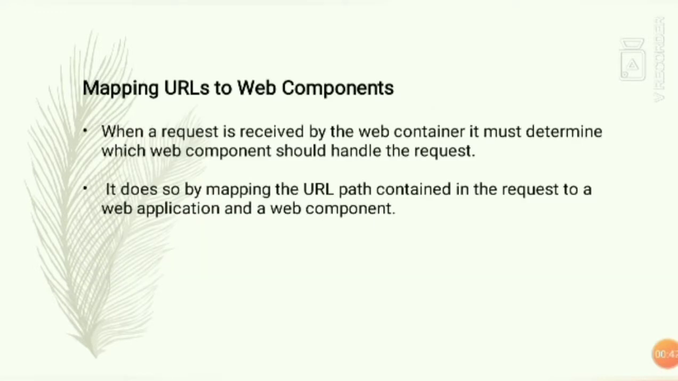Next, mapping URLs to web components. How does that happen? When a request is received by the web container, it must determine which web component should handle the request. It does so by mapping the URL path contained in the request to a web application and a web component.